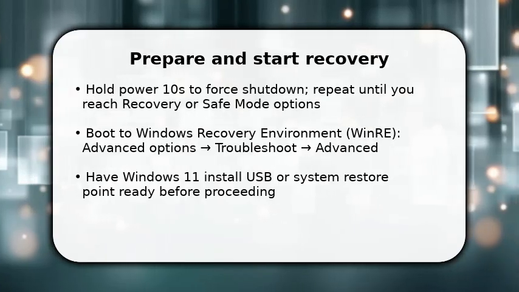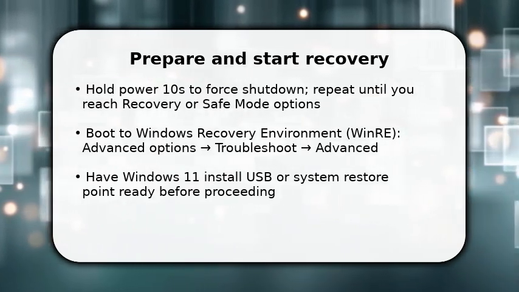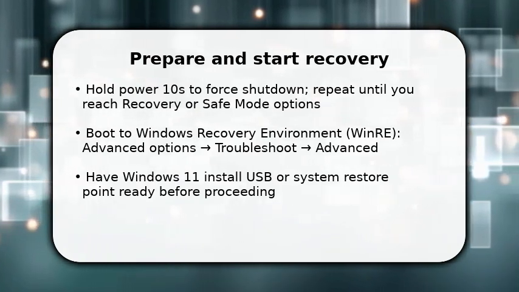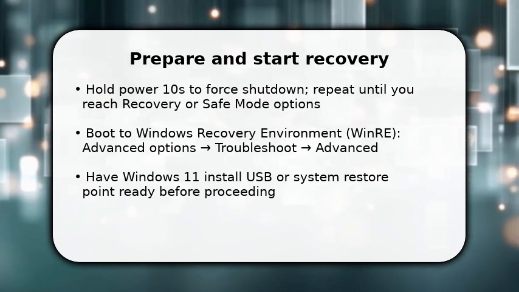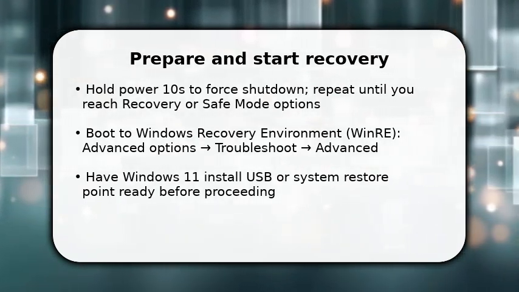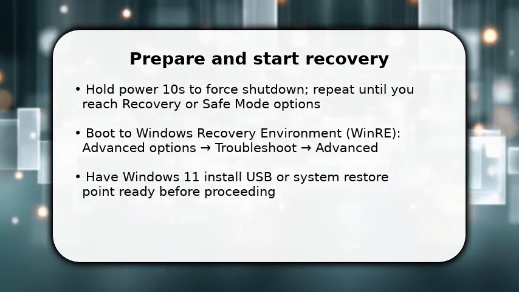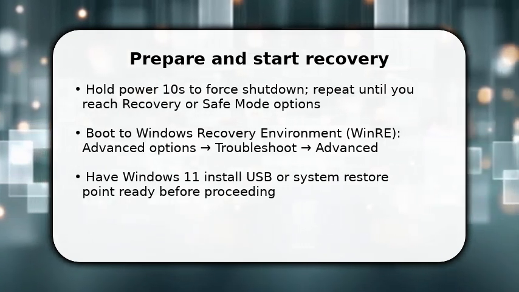You'll begin by forcing a hard shutdown. Press and hold the power button for 10 seconds until the machine powers off, then power it on and repeat until WinRE appears. Once in WinRE, choose Troubleshoot > Advanced Options so you can access startup settings, system restore, and command prompt. Make sure you have a Windows 11 USB installer or a recent restore point available. These are your fail-safes if repair steps don't complete.